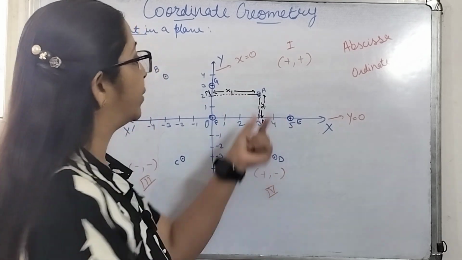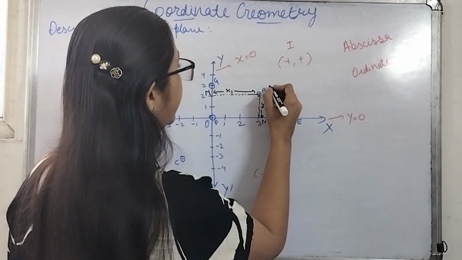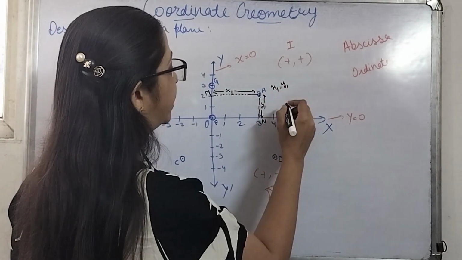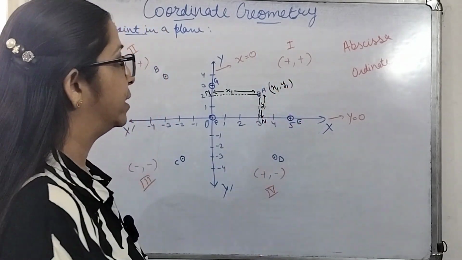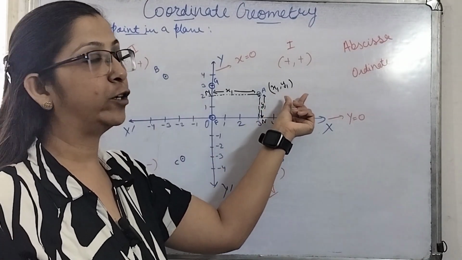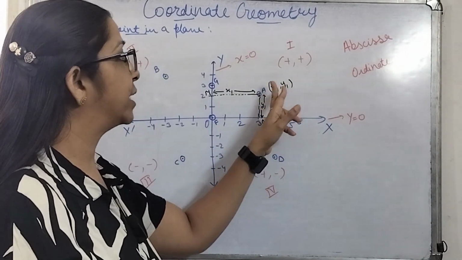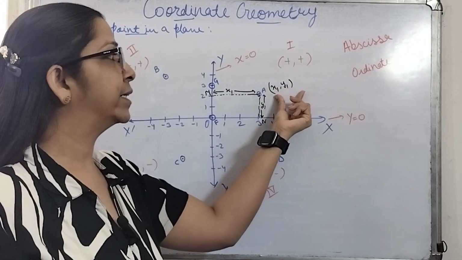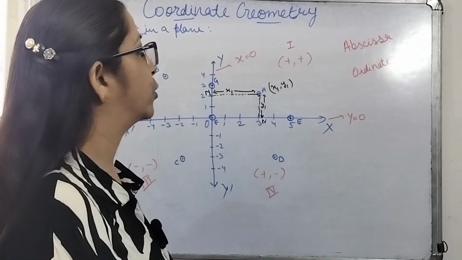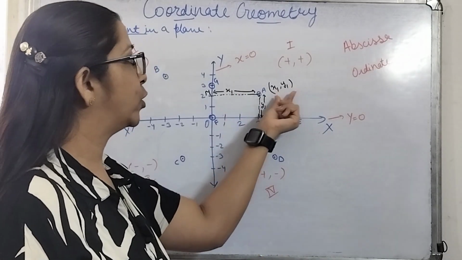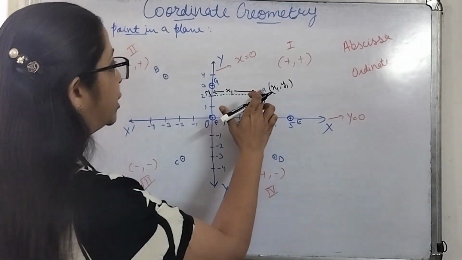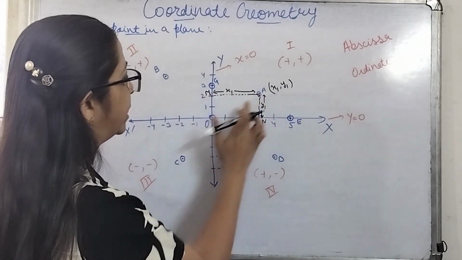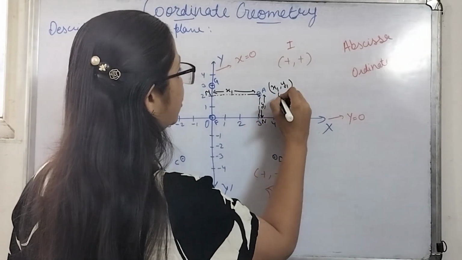Then the coordinates of any point are written in order. First we write the x coordinate, then a comma, then the y coordinate, and always in a small bracket. This is how we represent any point, and these are the coordinates for point A. Now we can see that x1 is 3 units; the distance MA is equal to ON, that is, 3 units.